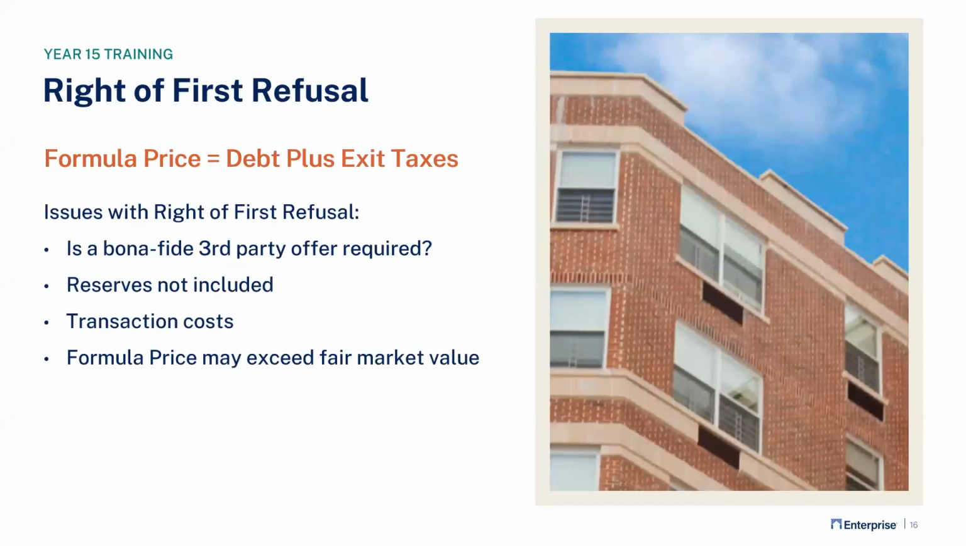So the right of first refusal is what sometimes is termed the sweetheart price. Per section 42 of the tax code, it gives the holder of the right of first refusal the ability to buy the property for debt plus taxes. Now, some of the older deals also had debt plus taxes plus unpaid benefits. This is a minimum price that's set out in the code that the holder of the right of first refusal can buy the property for.